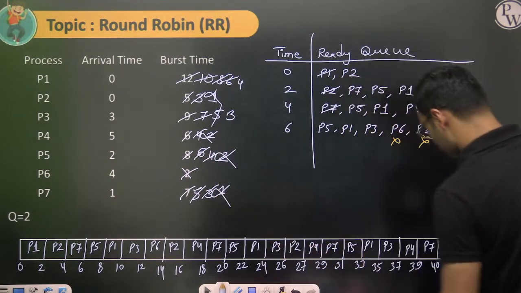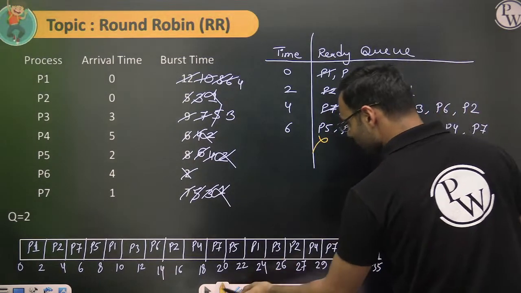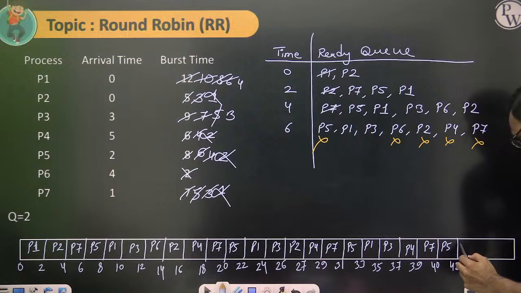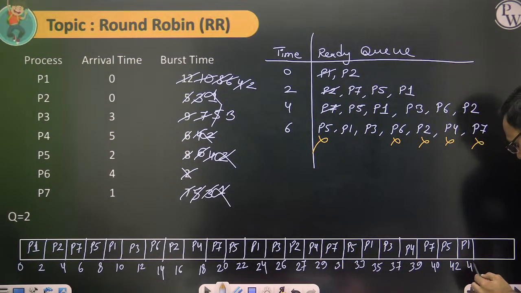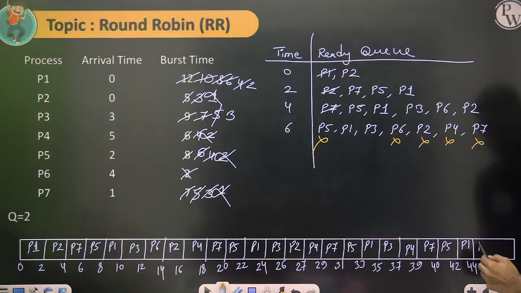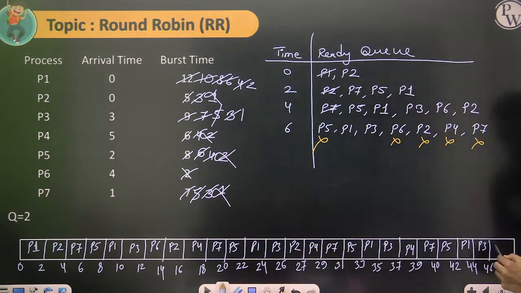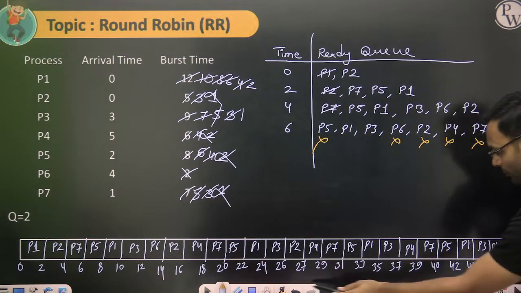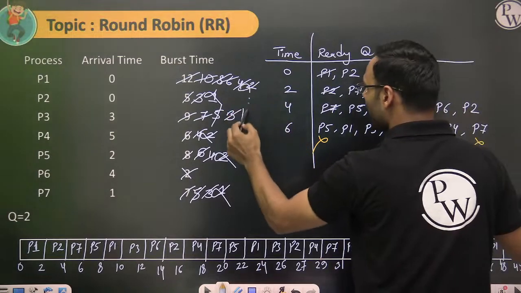P5, 2 time unit, only 42. P5 over. Then next P1 again. A big process it is. Remaining is just 2 now. 44. Then P3. 46. Remaining is just 1. P1 will run 2 time unit till 48. And P3 will run 1 time unit. 49. 2 and 1.